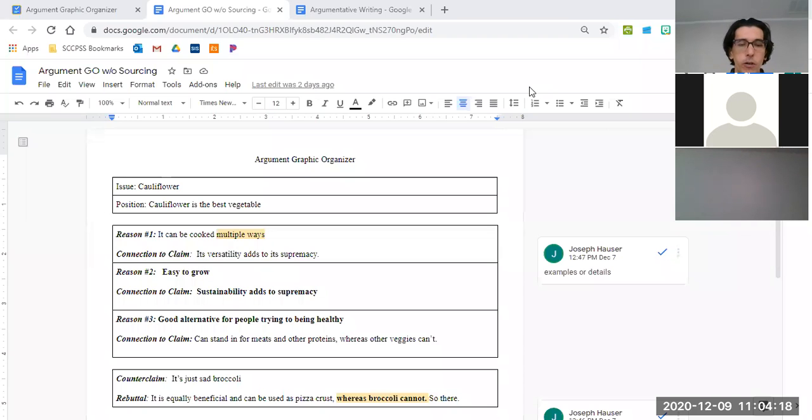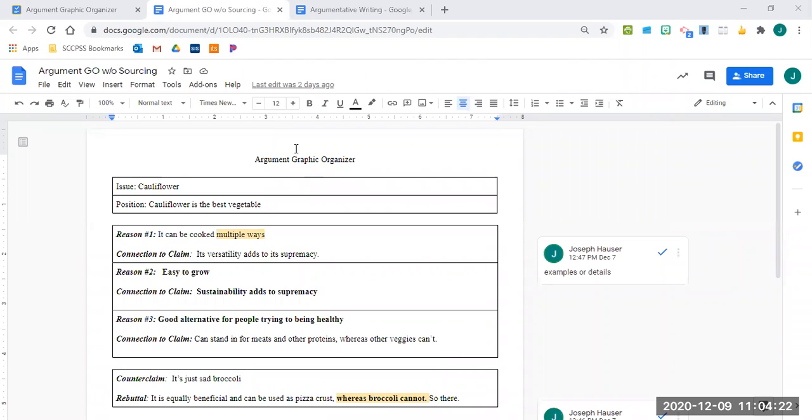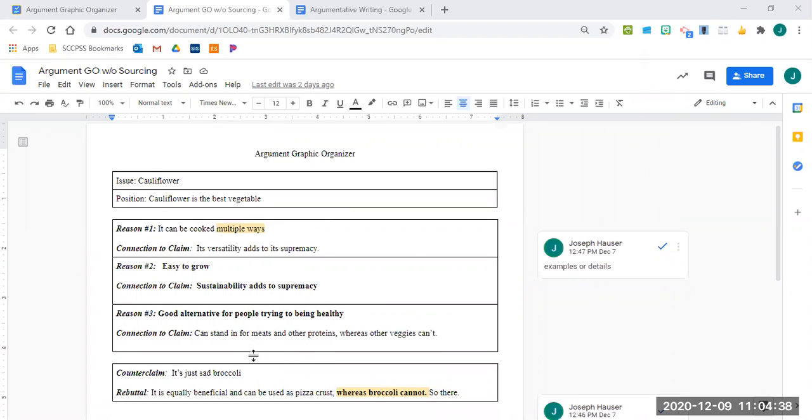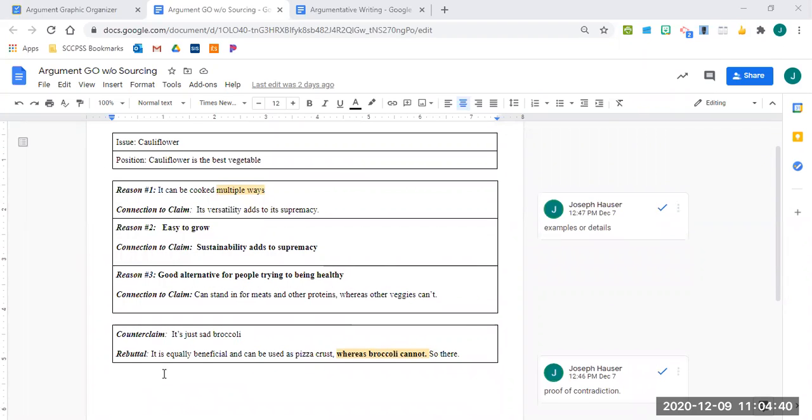I have here the work already done, which is my graphic organizer, on cauliflower, talking about how it's the best vegetable. It can be cooked multiple ways. It's easy to grow. It's a good alternative for people to try being healthy. It can stand in for meats and other proteins. I would like to counter the idea that it's just like broccoli with the rebuttal that broccoli cannot be used as a pizza crust.